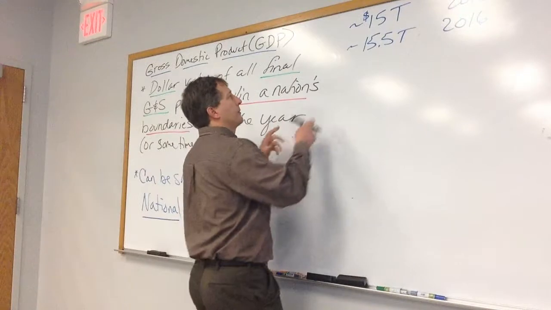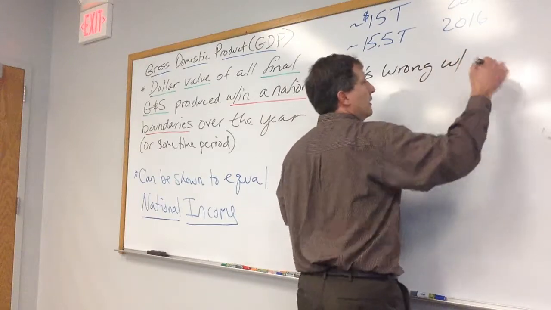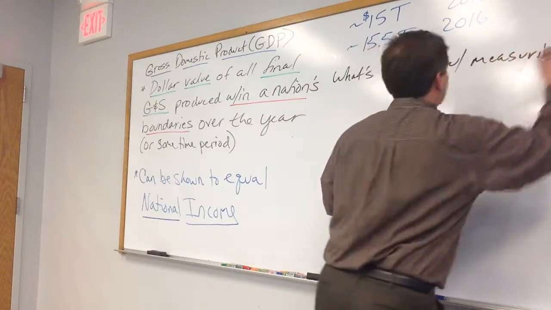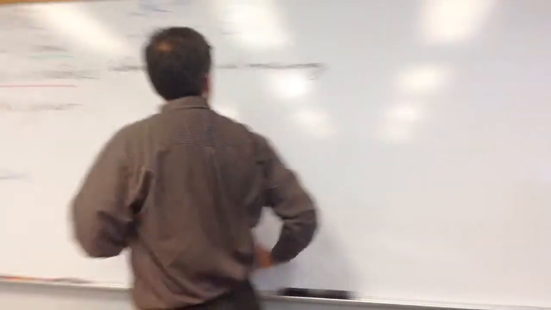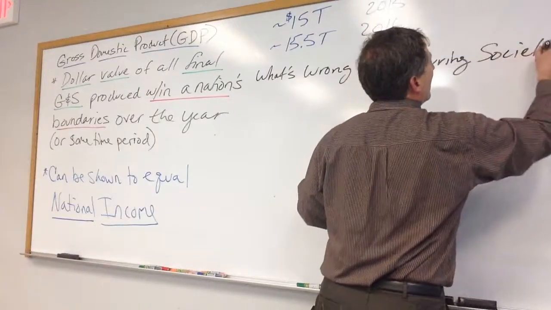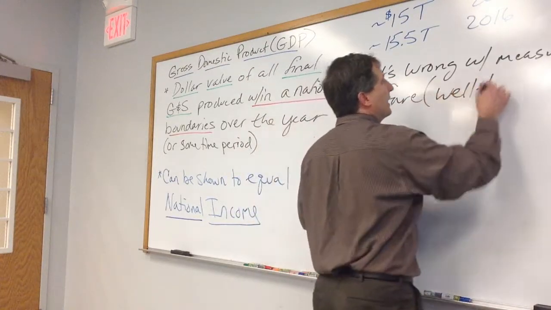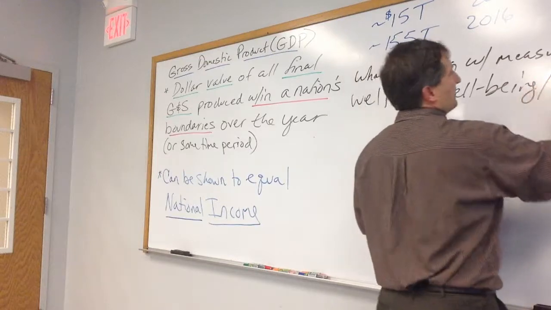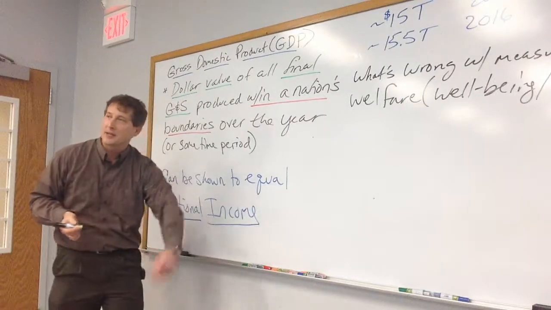So let's write some of this down here. What's wrong with measuring society's welfare, parentheses, well-being, slash happiness, if you want to get down to some new things that economists are starting to create indices for.